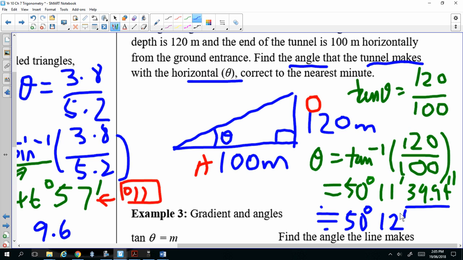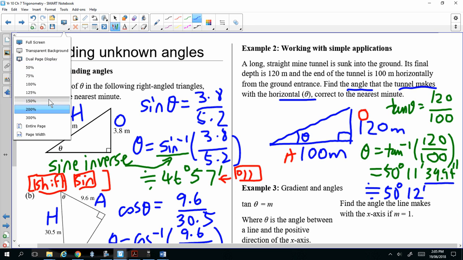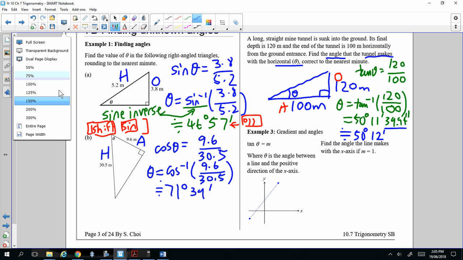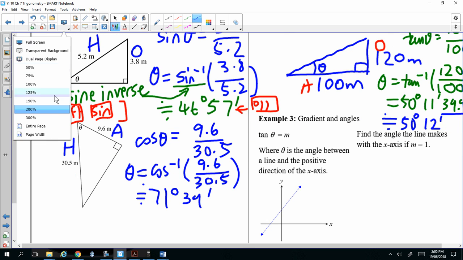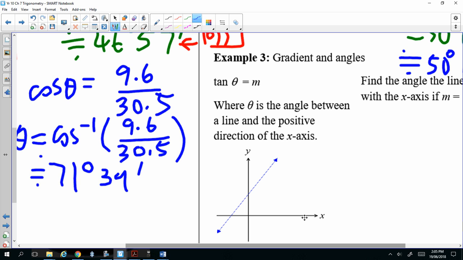Okay, all of these are revision from last year's work, so you could have done it by yourself. But the last part is something new. You have to pay full attention. This is new, okay? But it's related to the last topic, chapter 5, number plane. So we can actually find the angle a line makes with the x-axis. So when we draw a line, we can find the angle. And there's a simple formula to calculate the angle.